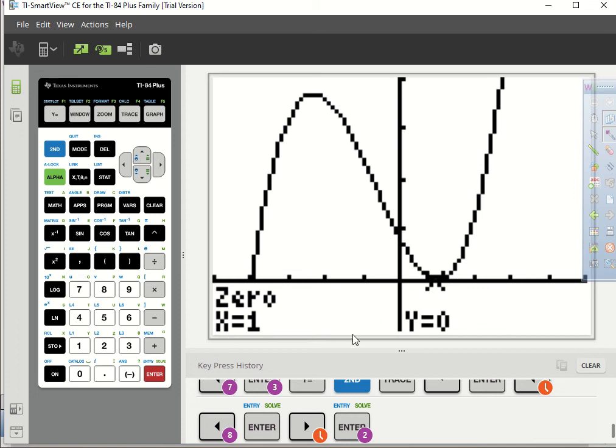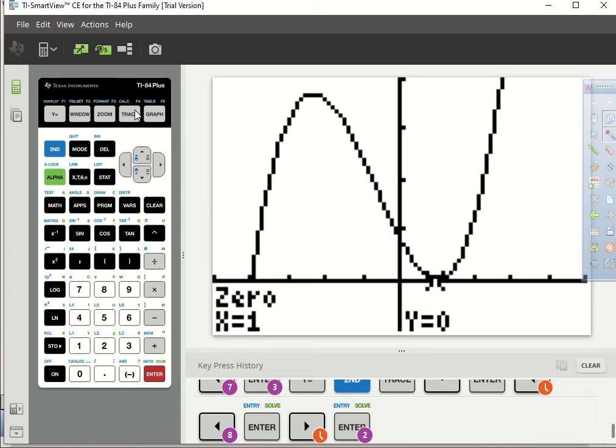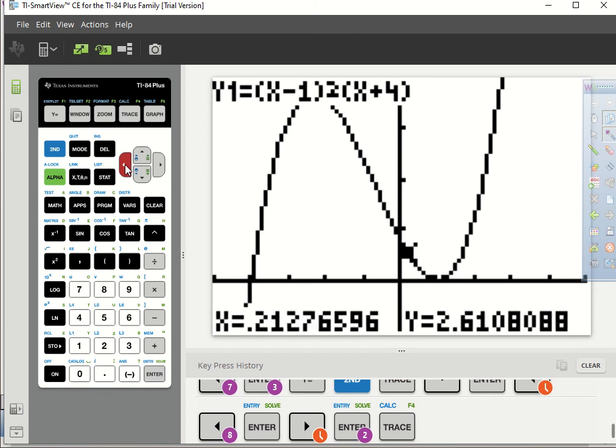Looks like we have a 0 at 1, 0. Okay, and then we also want to find the 0 over here as well. So you have a few different options to do that. We can just try to trace it and see if we can find it.